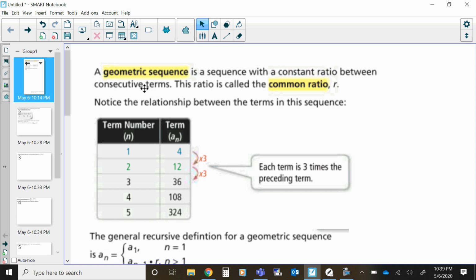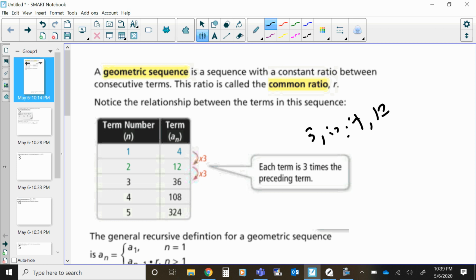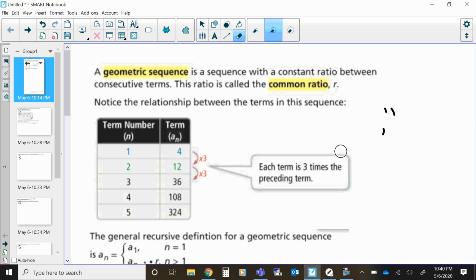It would be like if I gave you something like 3, 6, 9, 12. That's an arithmetic sequence because you're adding each time. It doesn't have to start with 3 and then be the one that you're adding. I could do like 5, 7, 9, 11, right? I'm adding 2 each time.